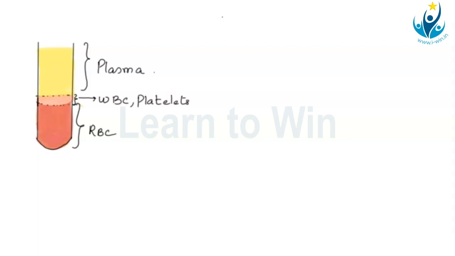Now the plasma, if I have to write the composition of plasma, plasma contains almost 90 to 92% of water, and the rest 6 to 8% are proteins. There are a lot of proteins present in the plasma, which we will see when we discuss plasma in detail.